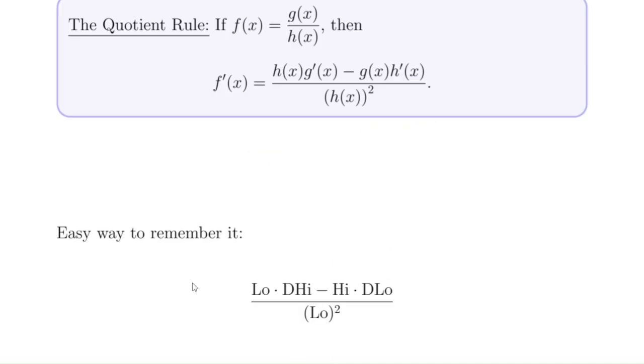Now, the last thing I want to mention is that this is low d high minus high d low. It's not high d low minus low d high. It's low d high minus high d low. If you did it the other way, high d low minus low d high, your answer would be off by a negative. You don't get the correct answer. Because, for example, 3 minus 7, is that the same thing as 7 minus 3? No, 3 minus 7 is negative 4. 7 minus 3 is 4. Those would be off by a negative. So make sure you do low d high minus high d low all over low squared.